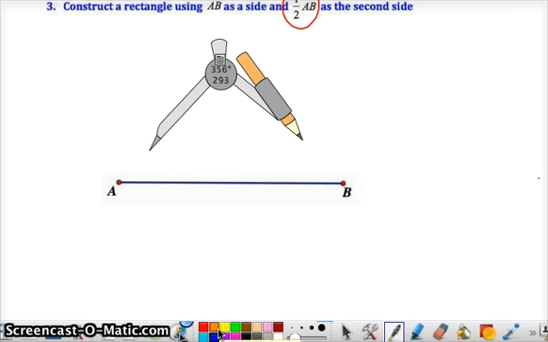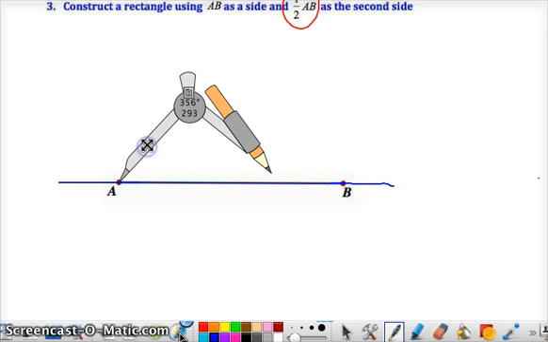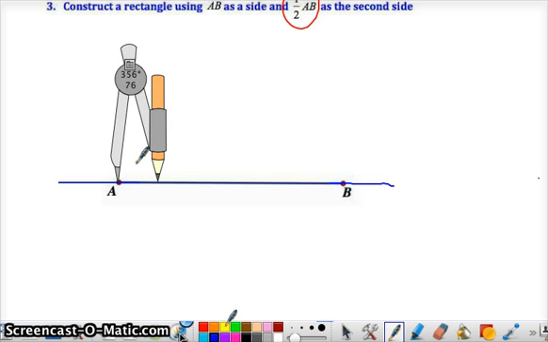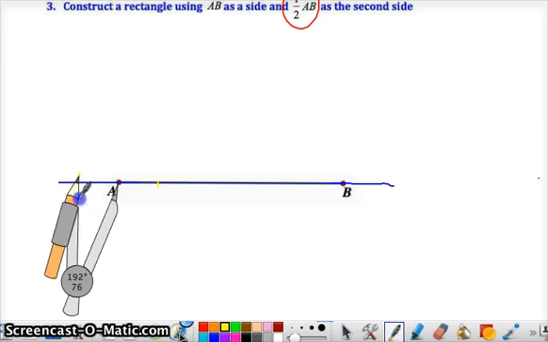One thing I know I'm going to do, because it's a rectangle, is I'm going to have to construct 90-degree angles. So in order to construct 90-degree angles, I need to extend these two sides. So if I construct a 90-degree angle, I'm going to go ahead and start with that. Construct my 90-degree angle through a point on the line.